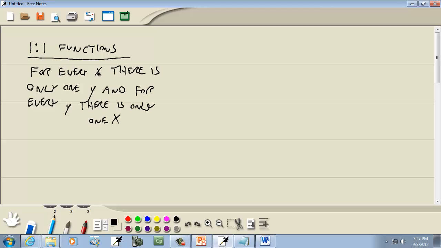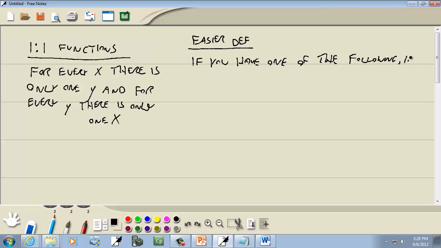Now this is kind of a hard definition to work with, so I'm going to write a little easier definition up here. You may remember part of that from before. This first part is for the function part: for every x there's only one y. The part we added on after is the one-to-one part. Our easier definition says if you have one of the following, it is not a one-to-one function. It might still be a function, but it's not a one-to-one function.